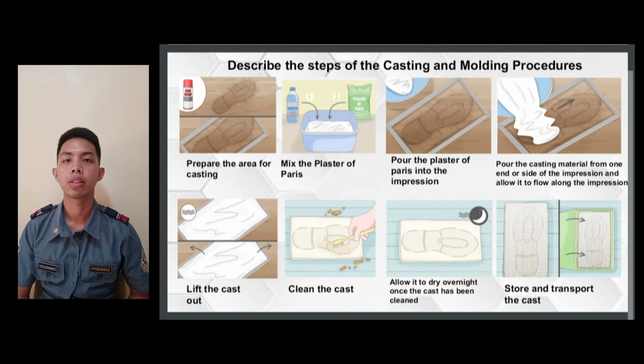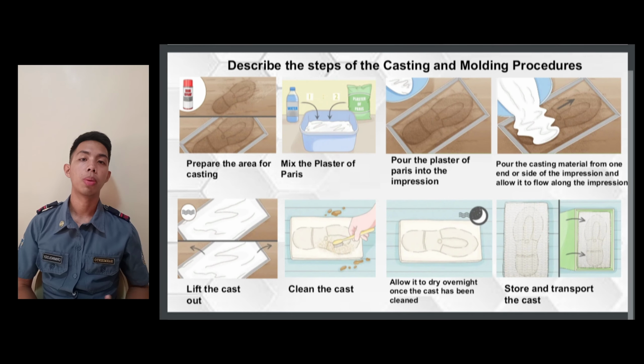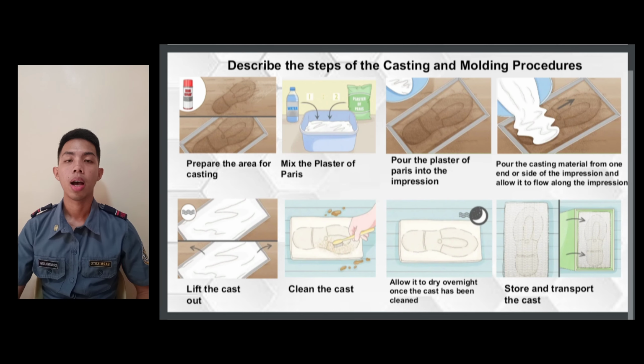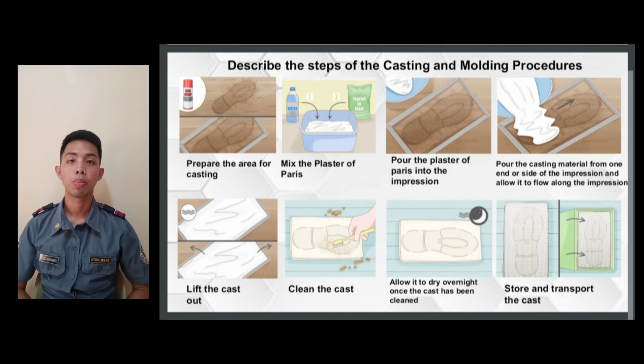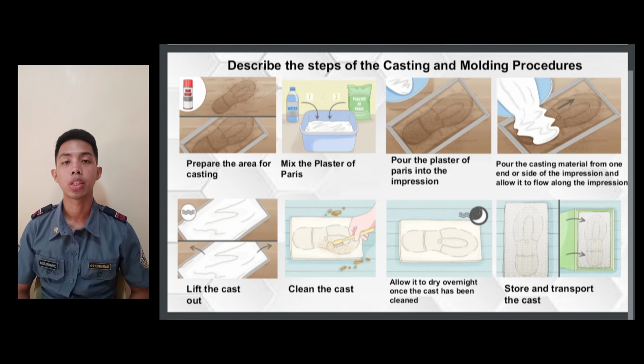Third, pour the plaster of Paris into the impression. Once the plaster of Paris is mixed, cut or pierce the bag in one corner. This allows the plaster of Paris to be poured out easily. Fourth, pour the casting material from the side of the impression and allow it to flow along the impression. Try to avoid pouring directly into the middle of the impression. This can distort the detail or wash away the mark.